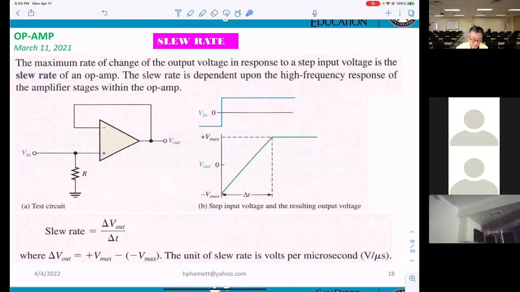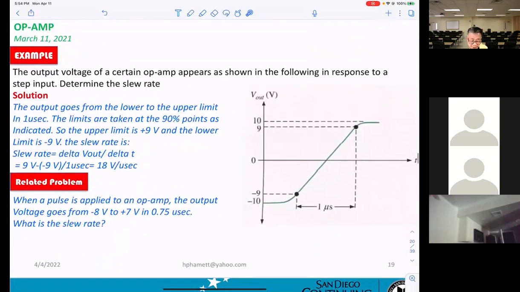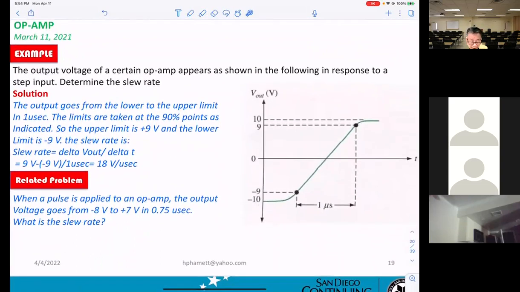The unit of slew rate is volt per microsecond. Basically, the slew rate tells you how long the output takes to reach the maximum like the input. If the number is small, it's much better. If you want to calculate the slew rate and you know delta V out and delta T, you can see the output of a certain op-amp appear in response to a step input. Now let's see what they explain to you.